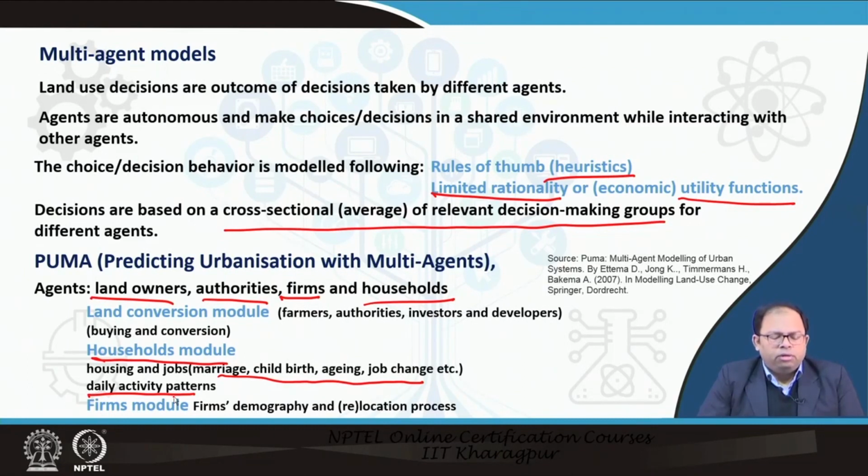And finally the farm module, where the farm's demography and relocation process is also modeled. So these are different agents, like the landowners and authorities, and they are connected in these different modules. They are connected to each other and interact with each other, and they take certain decisions which follow limited rationality, resulting in a particular choice which ultimately determines the spatial structure of a particular urban area.